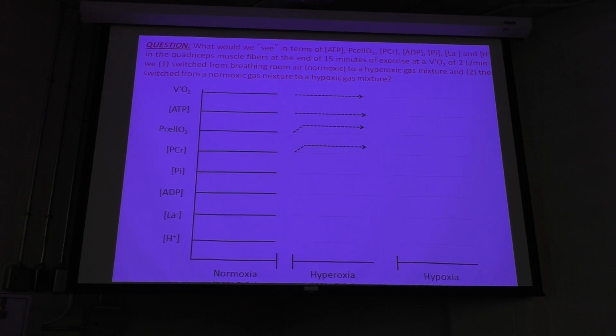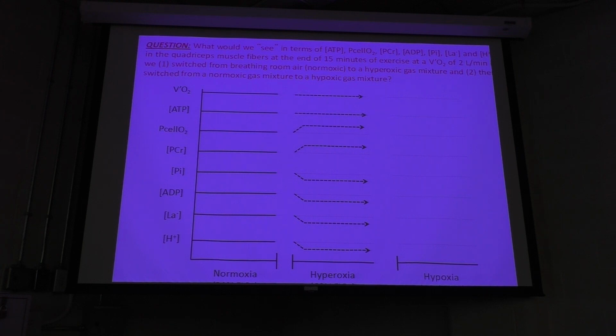Inorganic phosphate, ADP, lactate levels, hydrogen ion levels. So in hyperoxia, presumably, you should be able to exercise longer. Because you delay the rate of accumulation of fatigue-causing metabolites, because you shift the ATP providing energy supporting system more towards oxidative phosphorylation and away from the anaerobic system.